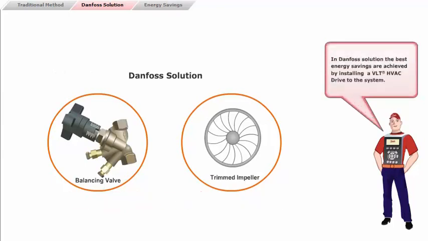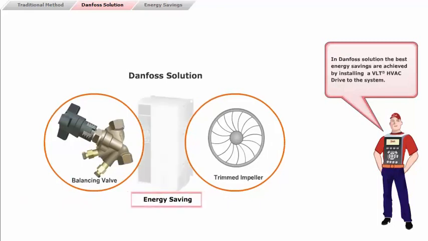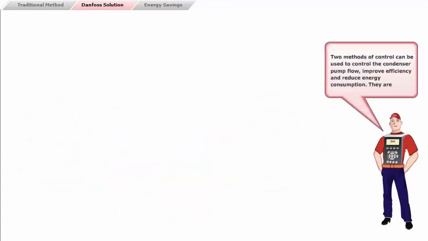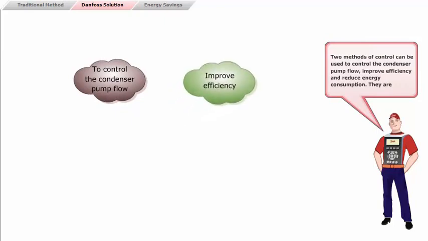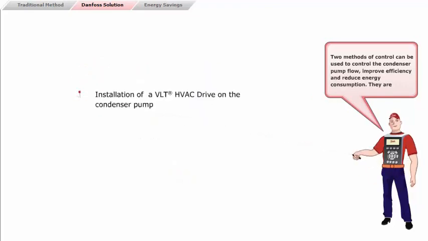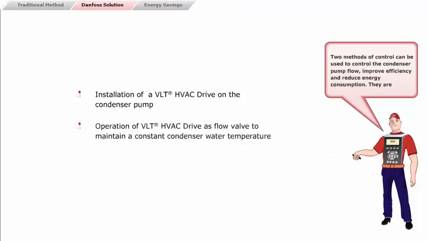In the Danfoss solution, the best energy savings are achieved by installing a VLT/HVAC drive to the system. Two methods of control can be used to control the condenser pump flow, improve efficiency, and reduce energy consumption. They are: installation of a VLT/HVAC drive on the condenser pump, and operation of the VLT/HVAC drive as a flow valve to maintain a constant condenser water temperature.